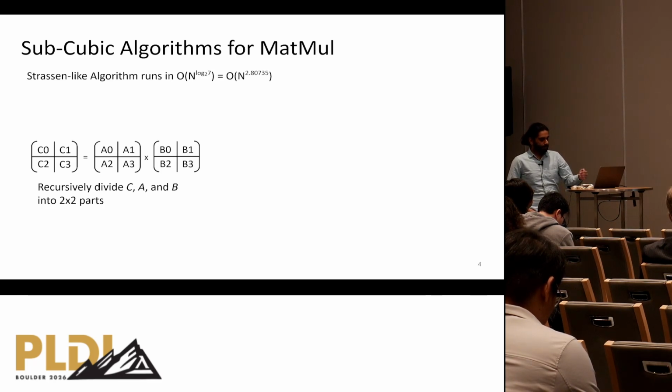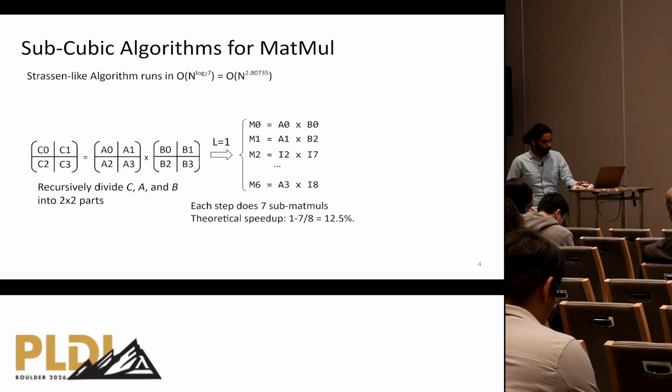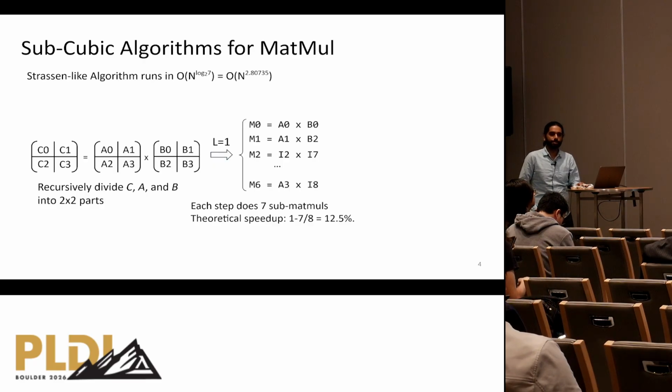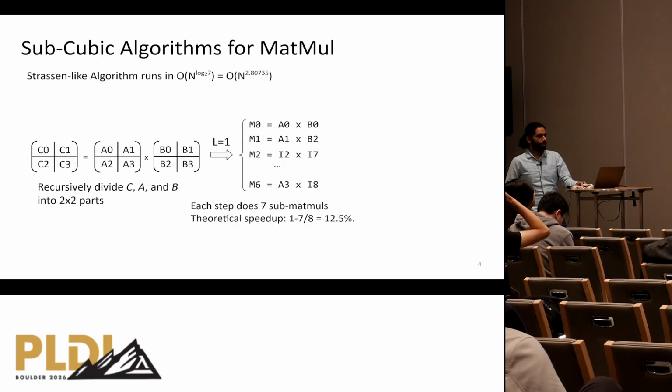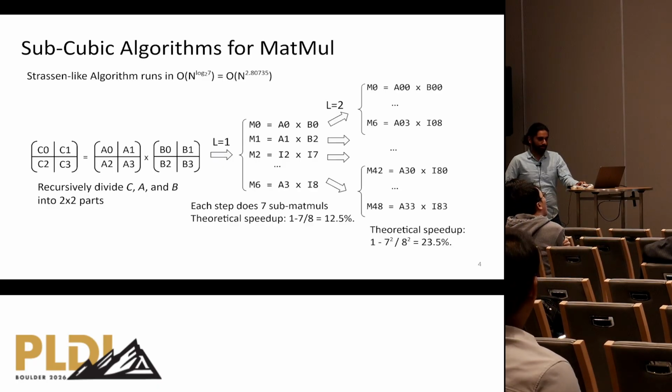If we apply this recursion step once, instead of 8, we do 7 smaller multiplications. And theoretically, since we are doing 7, not 8, we can get a 12.5% speed up over the cubic algorithm. Let's do it again. In that case, we'll have 49 of these smaller matrix multiplications. That would mean a 23.5% speed up. Now the question is, how do we actually execute this on a GPU?